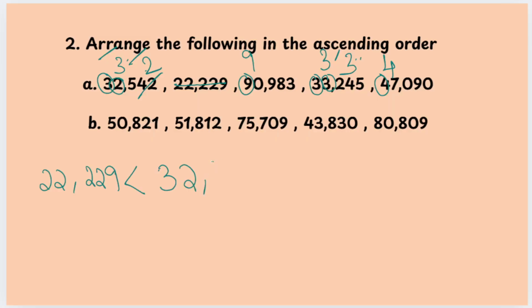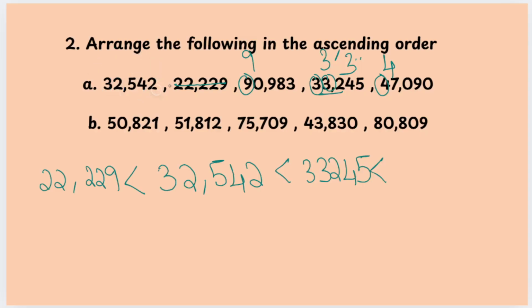3, 2, 5, 4, 2. Then you will write this number. 3, 3, 2, 4, 5. Fine. So we have done with these two numbers too.